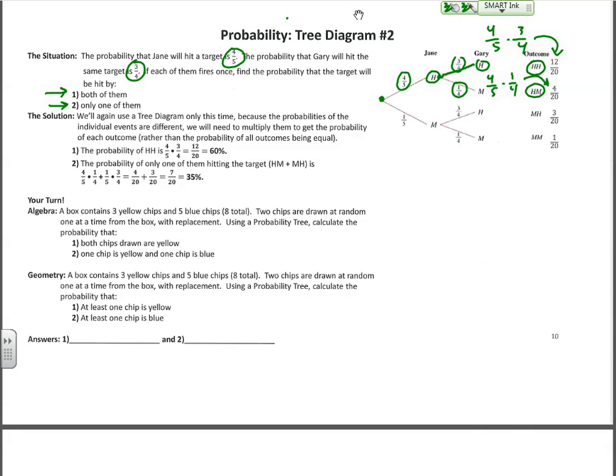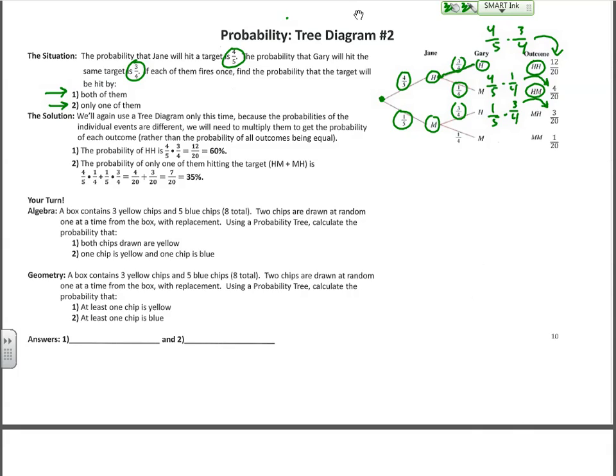So now let's say, all right, what if Jane doesn't hit it? What if Jane misses it? There's a 1/5 probability that Jane misses, because if it's 4/5 probability she hits it, 1/5 that she misses. So the combination of miss hit, Jane misses, Gary hits it, is 1/5 times 3/4, right? Because we're saying Jane misses, Gary hits. The probability of each of those, 1/5 times 3/4, multiply those together, and we get the miss-hit combo of 3 out of 20.